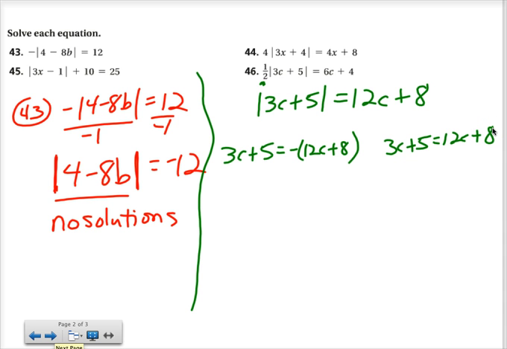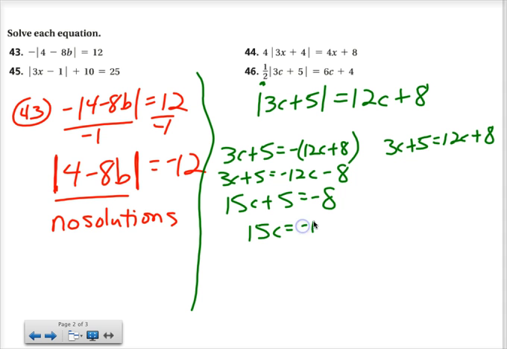So over on the left-hand side, distribute your negative, and then go ahead and solve. With number 46, we'll go ahead and add 12c to both sides, and then subtract the 5 and divide by 15. So we get a negative 13/15.